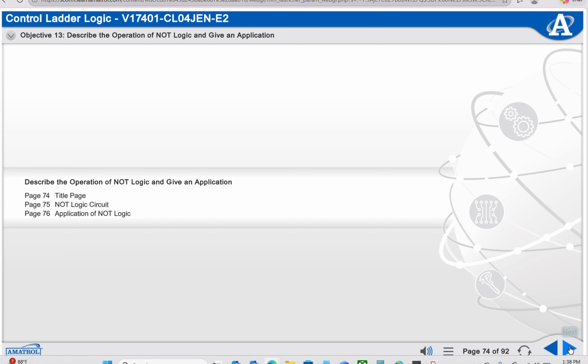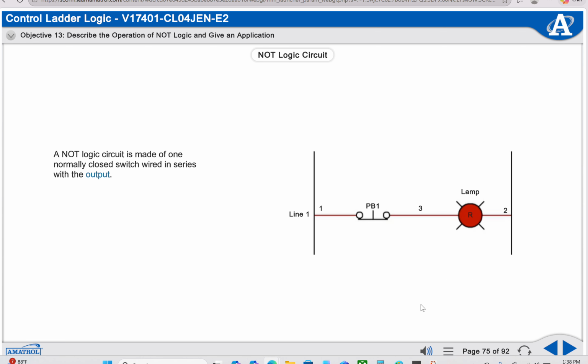Describe the operation of NOT logic. A NOT logic circuit is made of one normally closed switch wired in series with the output. Pressing the switch will open the circuit, which will de-energize the output.